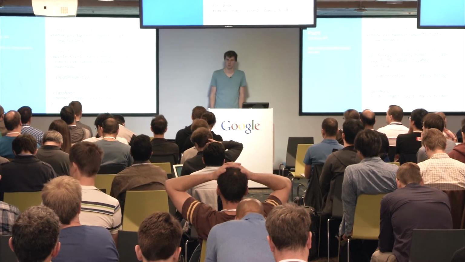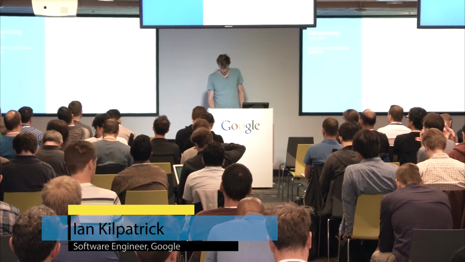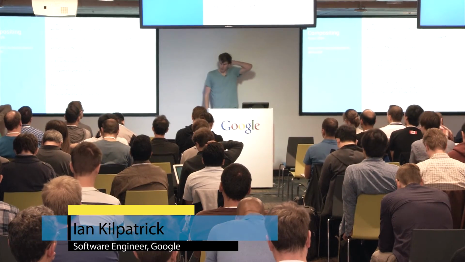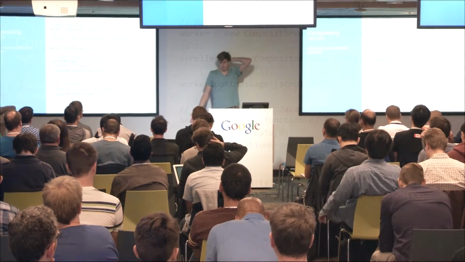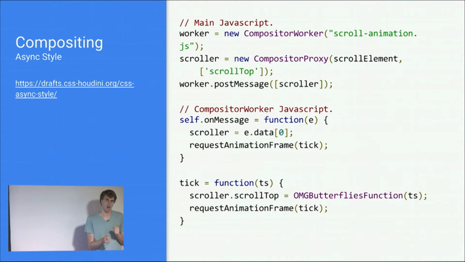Okay, cool. And then the final thing that we've got going on is compositing. So mainly talk to Volek for this stuff. I'm just showing the compositor worker example up on the screen here. Basically, this gives you an API hook to things that you can mutate on the compositor.